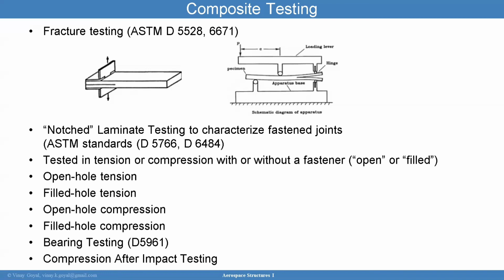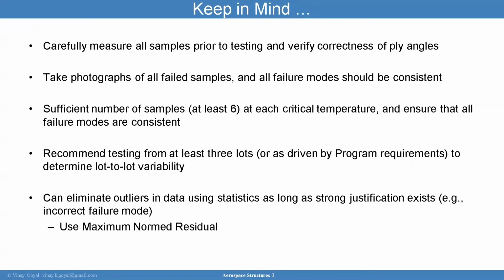And as Dr. Rom said, if you were to make a laminated composite at location A and a laminated composite at location B, the properties may not be the same, because there could be an influence from the manufacturing process itself. So keep in mind, as Dr. Rom said, measure all the samples prior to testing and verify the correctness of the ply angles. Take photographs of the failed samples, and failure mode should be consistent, because if you have failures in the wrong location and they scatter your data, it's going to impact your statistics.